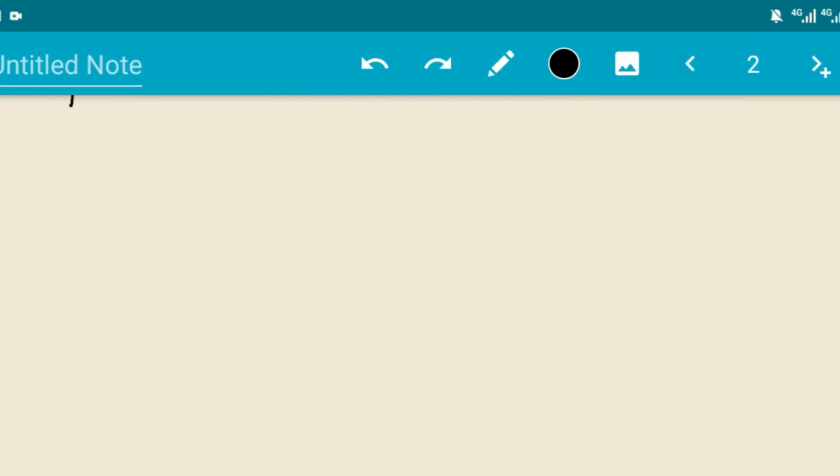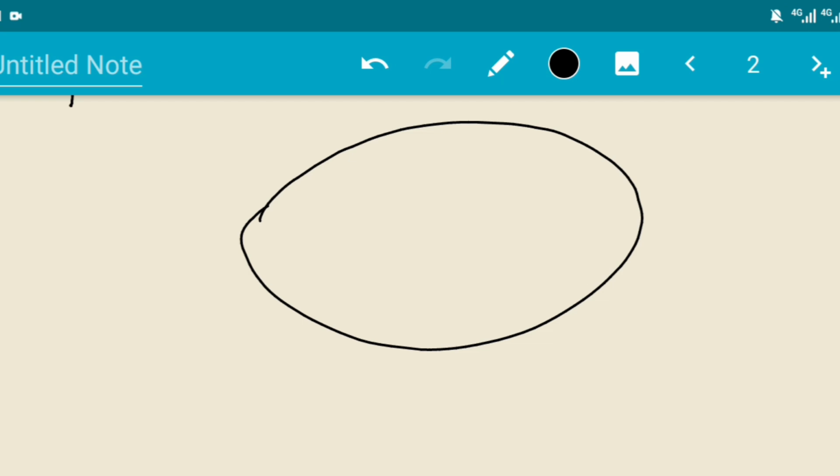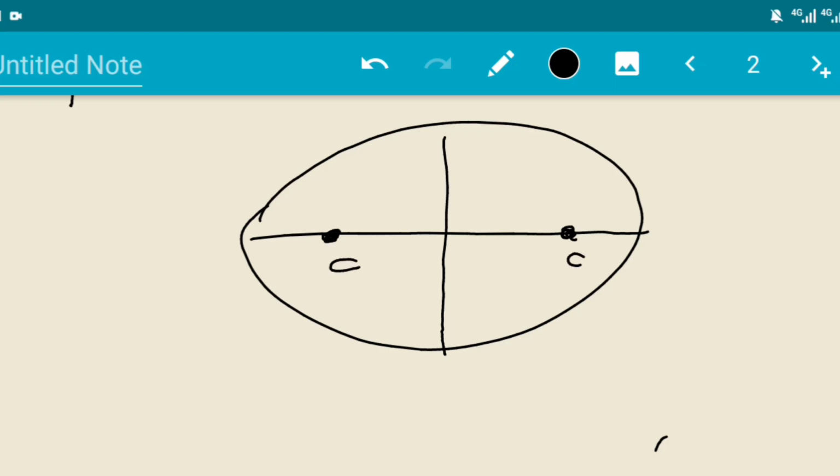So this is your ellipse: major axis, minor axis, and then your focus. This here is your C, this here is your C. Meaning if from here to here it is A, and from here to here it is also A, then the entire distance from here all the way up to here is 2A. So this is A, this is A.